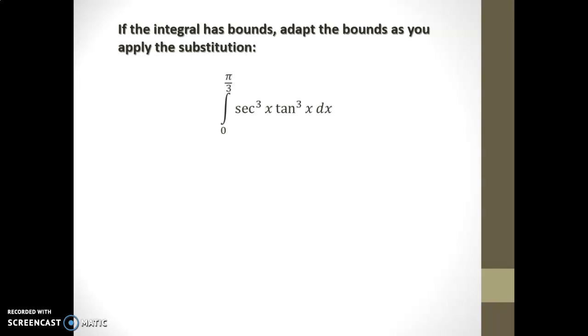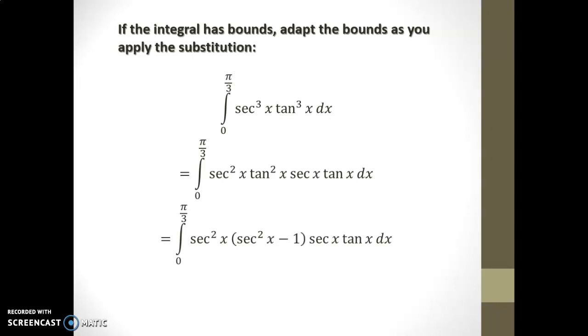In the second example, we'll look at the odd tangent case, secant to the power 3x, tan to the power 3x dx, that comes with bounds 0 to pi over 3. In step 1, we have to pull out a secant x tan x combination along with the dx. This means we are only leaving secant square x and tan square x behind.